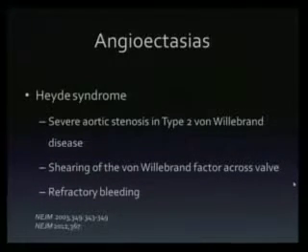I was going to show the animation, but I couldn't get it to work. If you go to the New England Journal and type in Heyde syndrome, there is an animation describing von Willebrand factor, showing the shear effect, and showing the von Willebrand factor being broken into very small pieces. So in these individuals, that shearing of the von Willebrand factor prevents the platelets from forming a plug when you have a lesion that forms in the colon. Because the platelets cannot work effectively, you have an increased risk of bleeding and recurrent bleeding.